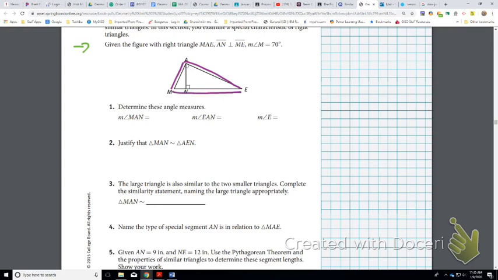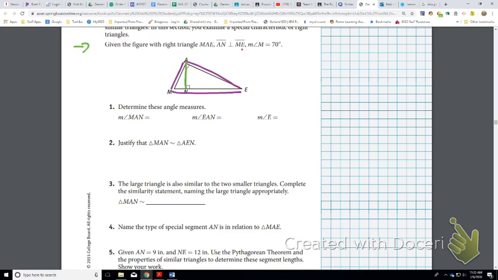Okay. Then they tell us that side AN is perpendicular to line segment ME. Okay, so where is line segment AN? Right there. No, it's not on the bottom. It's vertical. Okay, it's this one, right? And they said it was perpendicular?